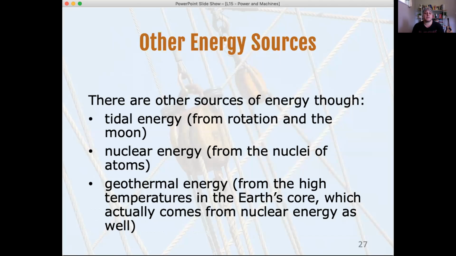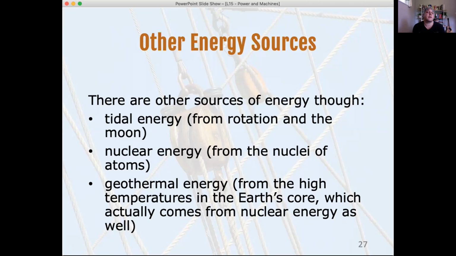There is also nuclear energy from the nuclei of atoms. Although, as we'll learn later on, heavy atoms are made in stars anyway, so not our sun, but they do come from other stars. So that energy does come from other stars as well. And geothermal energy from the high temperatures inside the Earth's core, which is actually from gravity and nuclear energy. So gravity pulls all of that matter together, forms the planet, and then all of those things get really hot and release some of that energy that's stored inside the nuclei of the atoms, which, as I said, comes from other stars anyway, as we're going to get to.